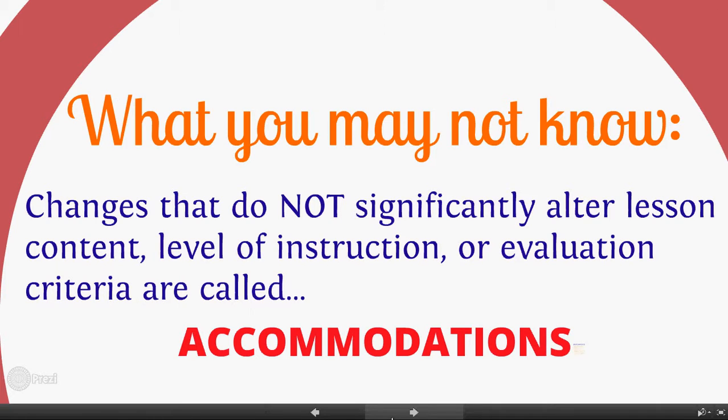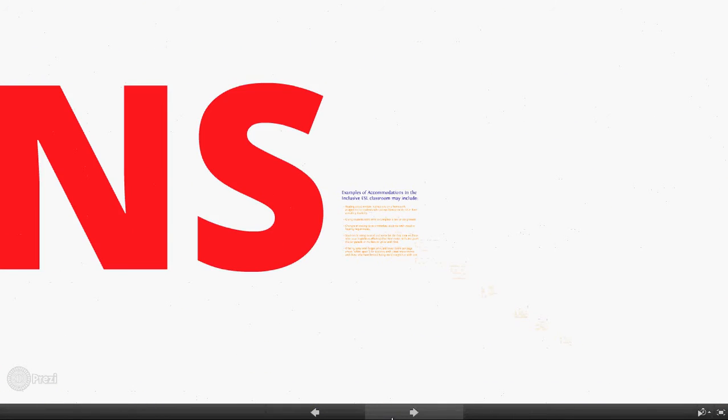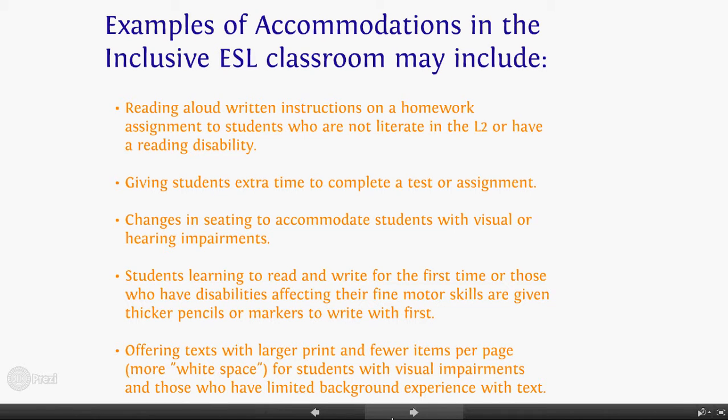Changes that do not significantly alter lesson content, level of instruction, or evaluation criteria are called accommodations. Examples of accommodations: reading aloud written instructions on a homework assignment to students who are not literate in the L2 or have a reading disability, giving students extra time to complete a test or assignment, and changes in seating to accommodate students with visual or hearing impairments.